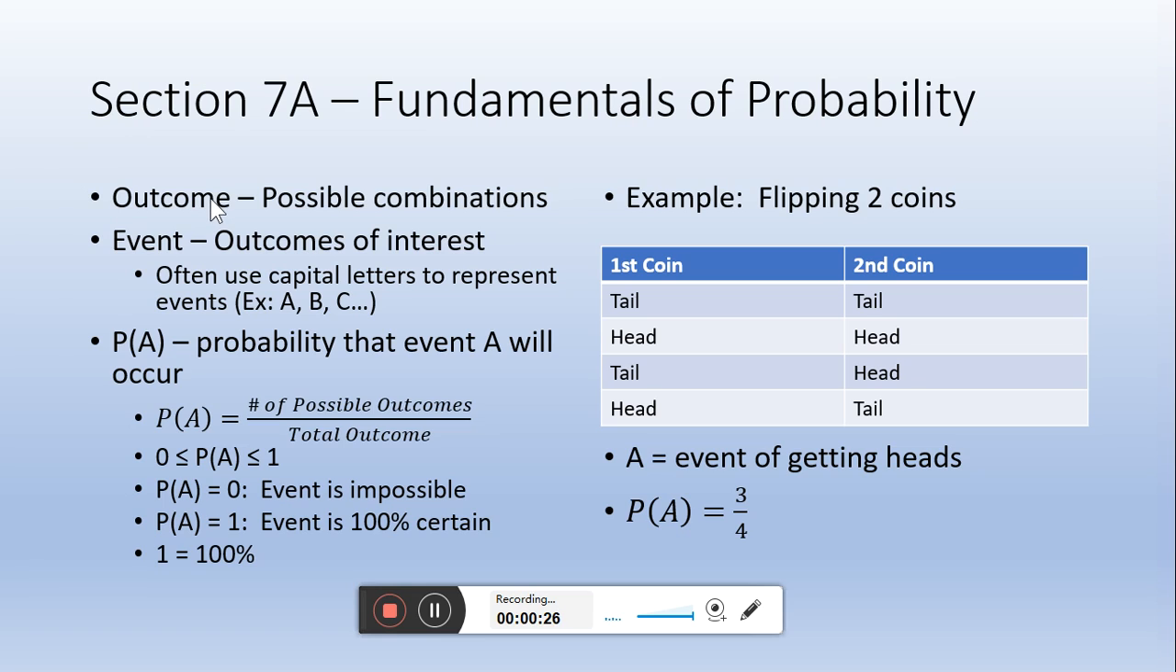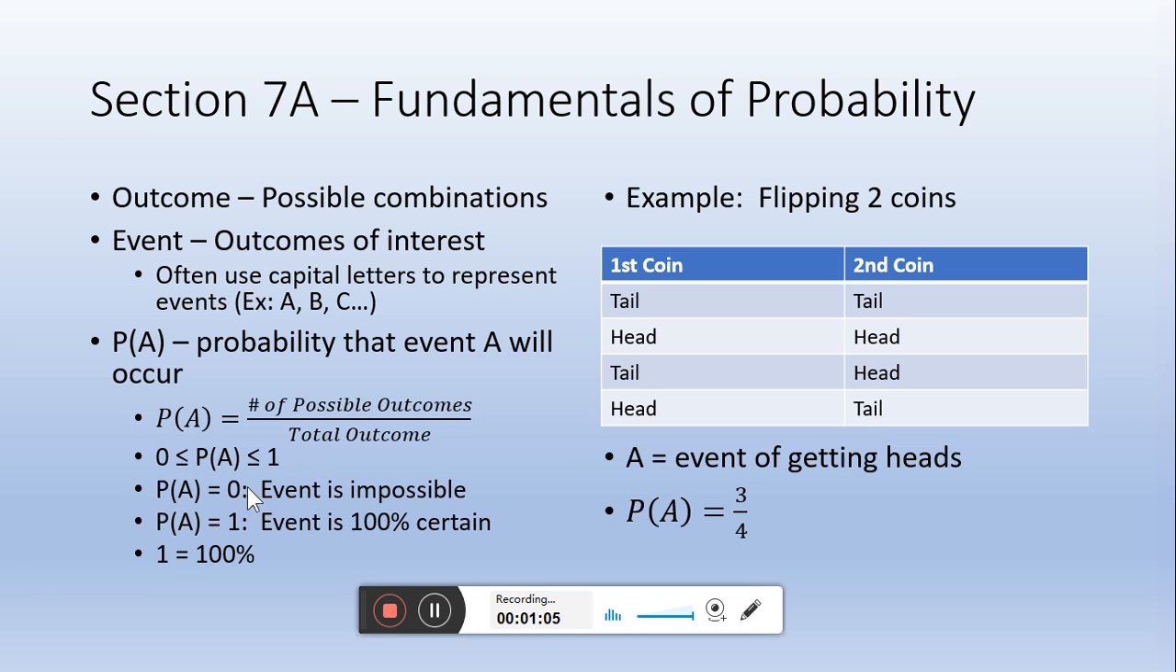So, an outcome is basically a possible combination. An event is an outcome of interest, and events are often expressed by using capital letters. Now, P of A is the abbreviation for the probability that an event A will occur. And the formula for that is basically the number of possible outcomes for the event of interest over the total outcomes. And your probability is always between 0 and 1. So if you got an answer greater than 1, then you probably did something wrong with your math calculations.